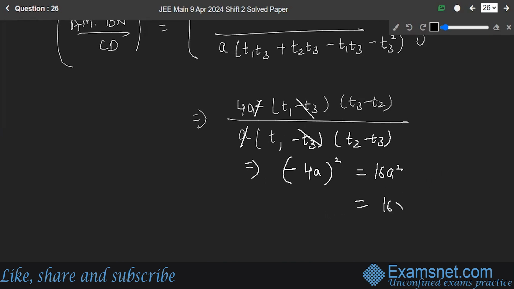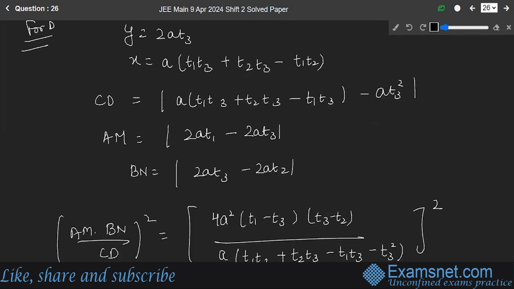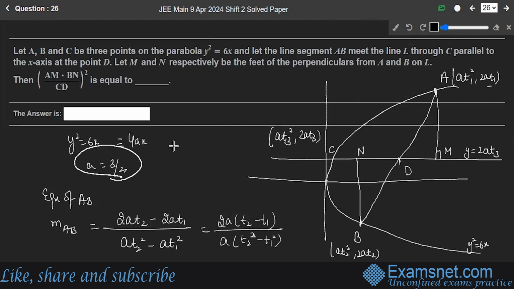We already calculated in the starting, A was equal to 3 by 2. So that gives you 36 as the answer. We saw that A was equal to 3 by 2. So the answer to the question is 36. Hope you got that. Let's move to the next question.